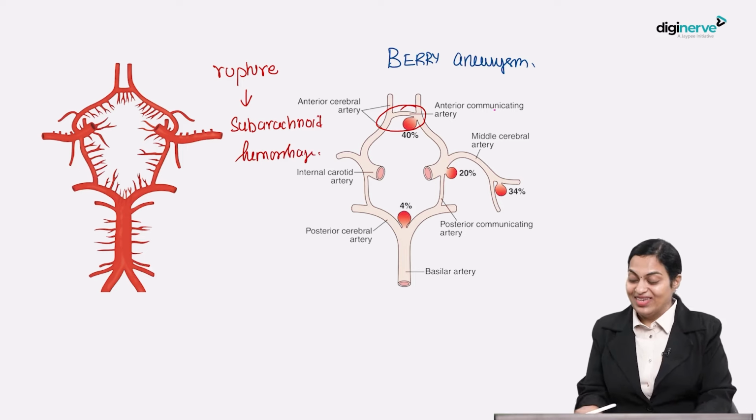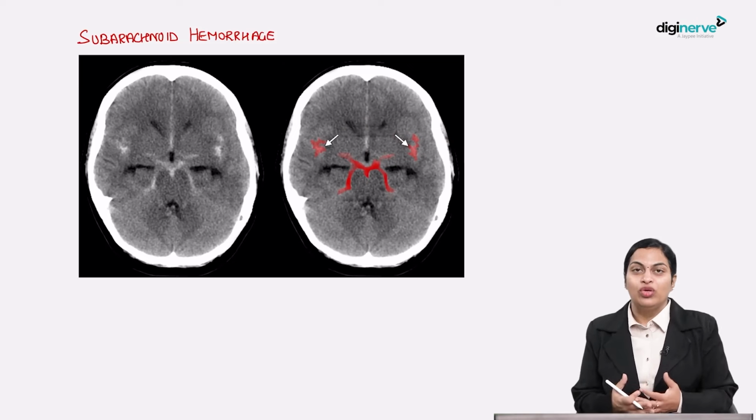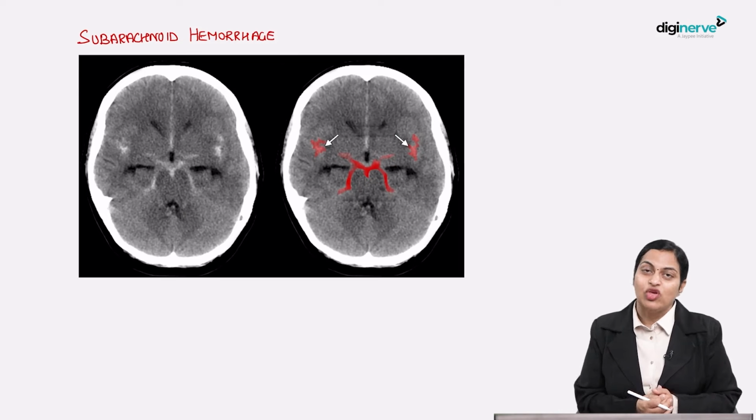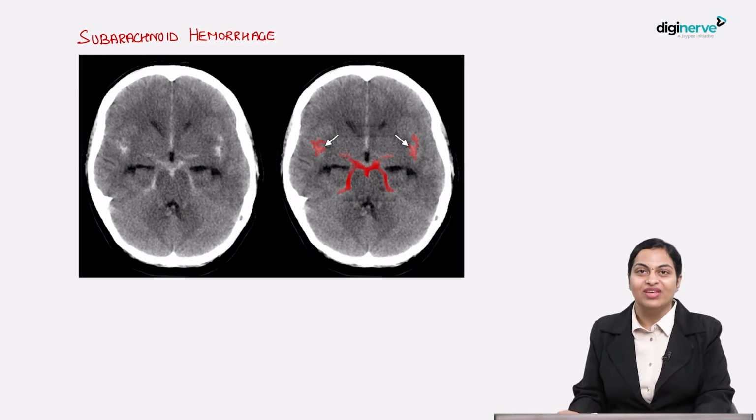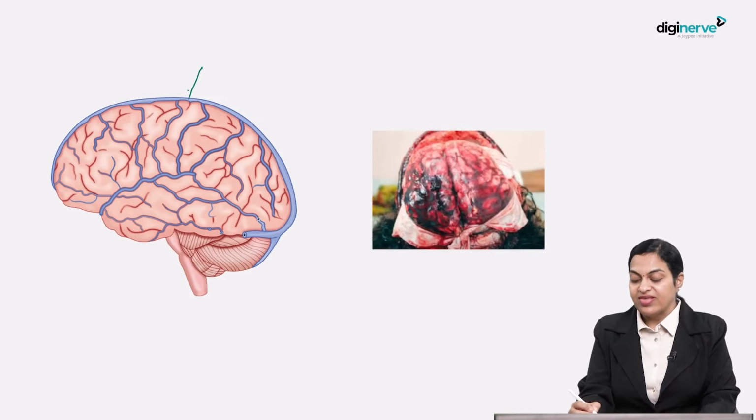Fine. So this is an image showing you blood in the interpeduncular cistern in case of subarachnoid hemorrhage due to rupture of a saccular aneurysm or the berry aneurysm of the circle of Willis. This is the superior sagittal sinus.